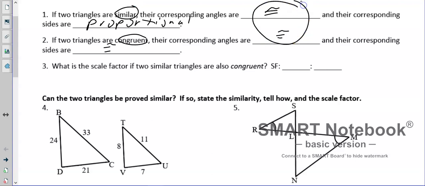Notice the angles are congruent either way. What's different is the sides. If they're similar, the sides are proportional. If they're congruent, the sides are congruent. And the scale factor, if they're congruent, is 1 to 1. Why? Because they're the same. It's the same number. All right?